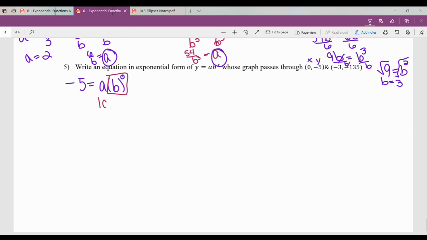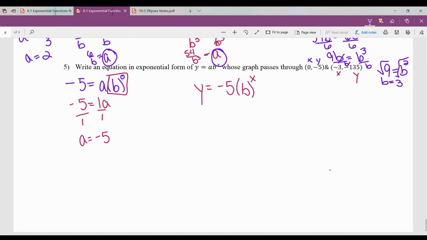So that's going to be 1 times a equals -5. So we divide by 1. A equals -5. Now I have y equals -5 times b to the x. So now I'm going to use this point over here, this x and this y again.